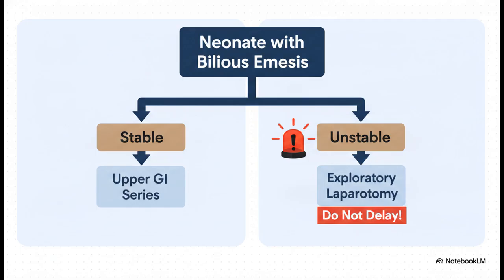But what if that neonate is unstable, meaning they're hypotensive, tachycardic, or they have a firm peritonitic abdomen? In that case, do not wait for imaging. The next best step is an immediate exploratory laparotomy. Sending an unstable patient to radiology is a trap. It drastically increases the risk of mortality from bowel necrosis.